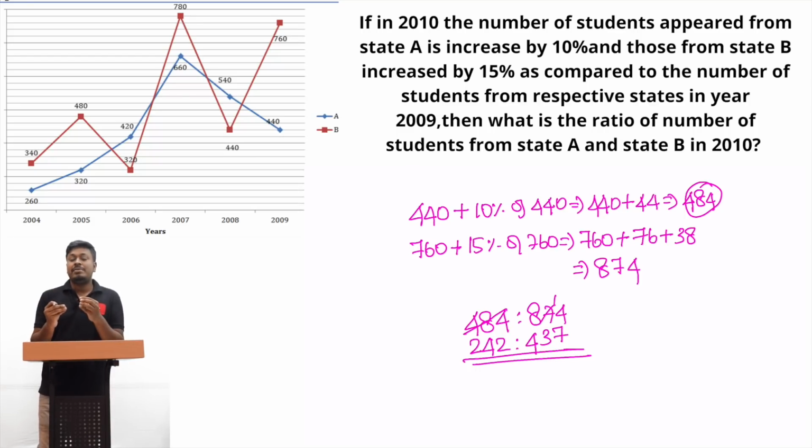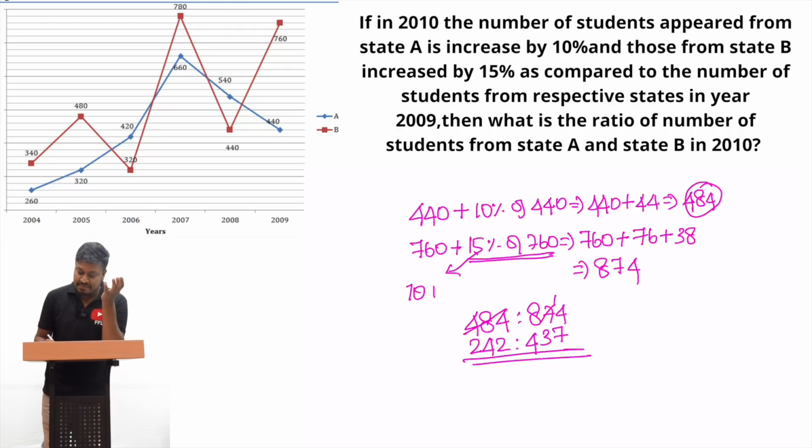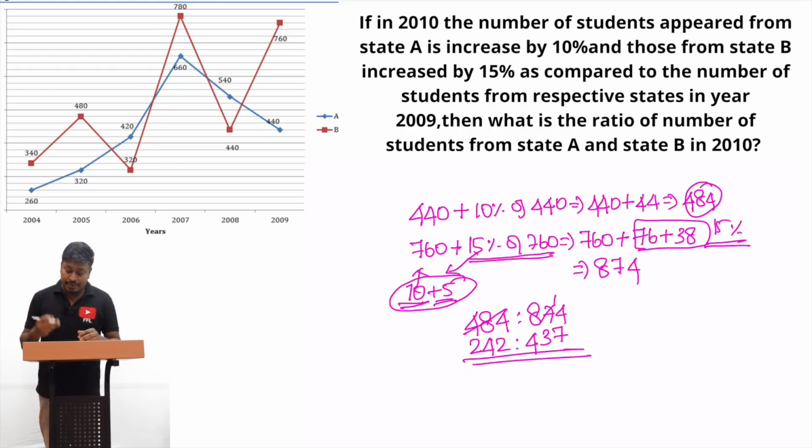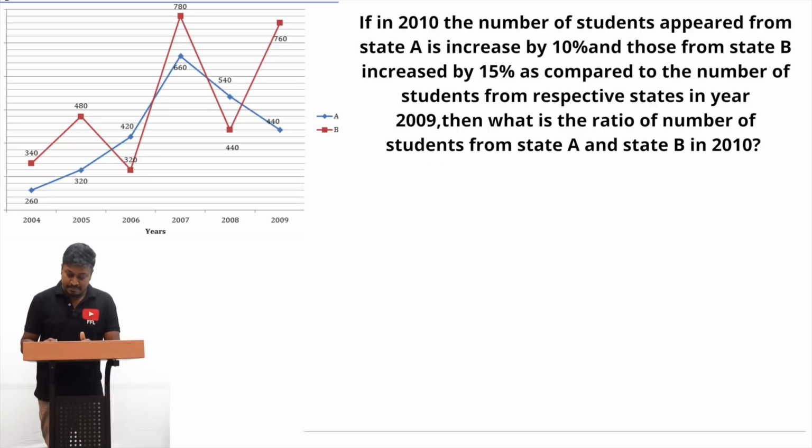Easy, right? Whenever you see a 10% increase or 50% increase, try to split the value. Here you can see 15% of 760. How I easily calculated is, I just converted this 15% as 10 plus 5. Got it? So 10% of 760 will be only 76. 5% is half of 76, which will be 38. So I found that 76 plus 38 will be 15%. Got it? So this is the way. If you find the percentage this way, then it will be very easy. Got it? So next question and the last question.